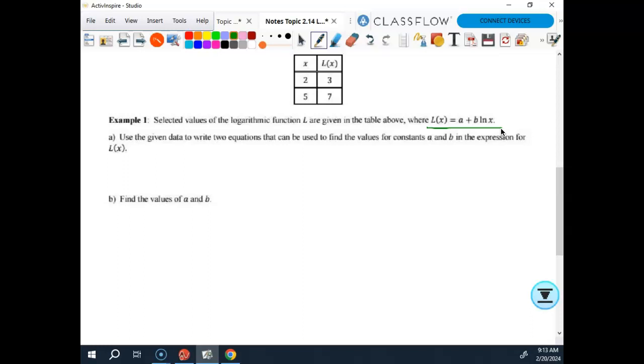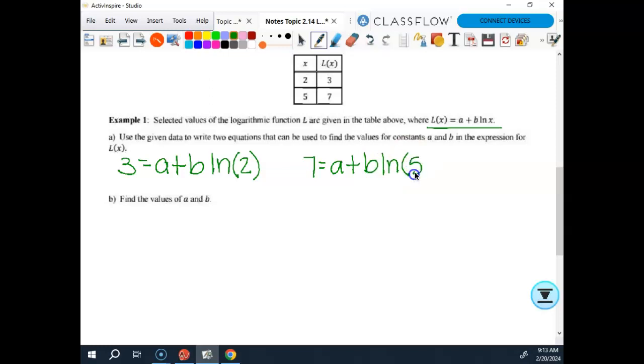I have that L of x right there. My first y value is 3. So 3 is equal to a plus b, because we don't know what they are, times the natural log of that x value, which is 2. My other equation would be the y value of 7 equals a plus b times the natural log of 5. That's all that first part is asking you to do. You literally just put it in there, okay?